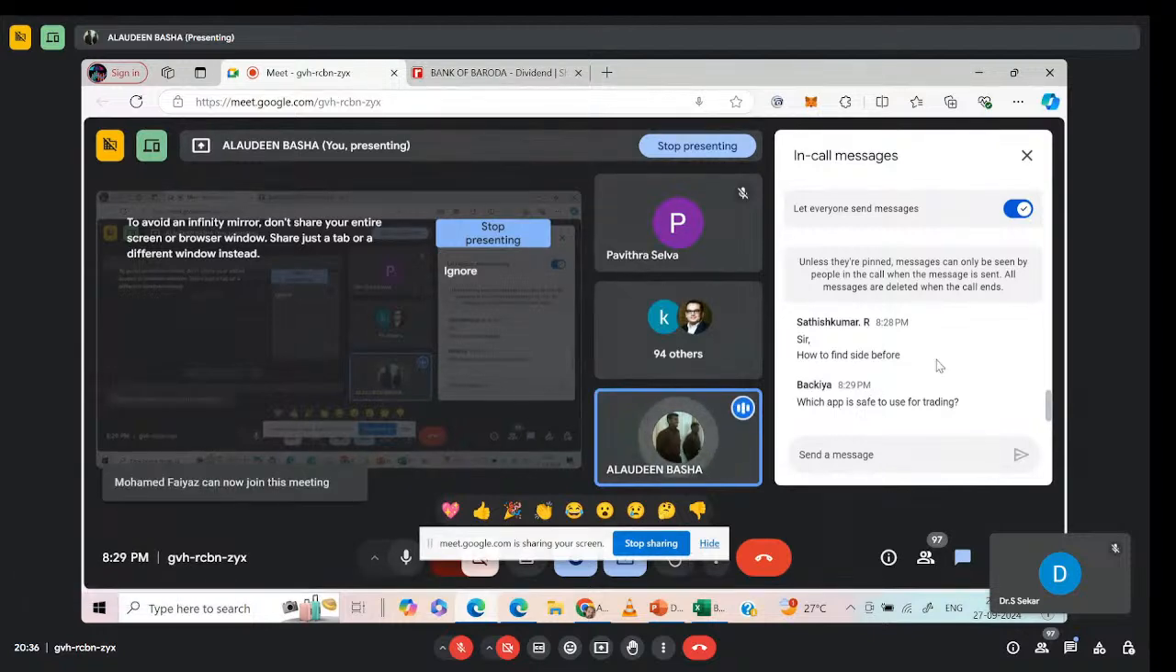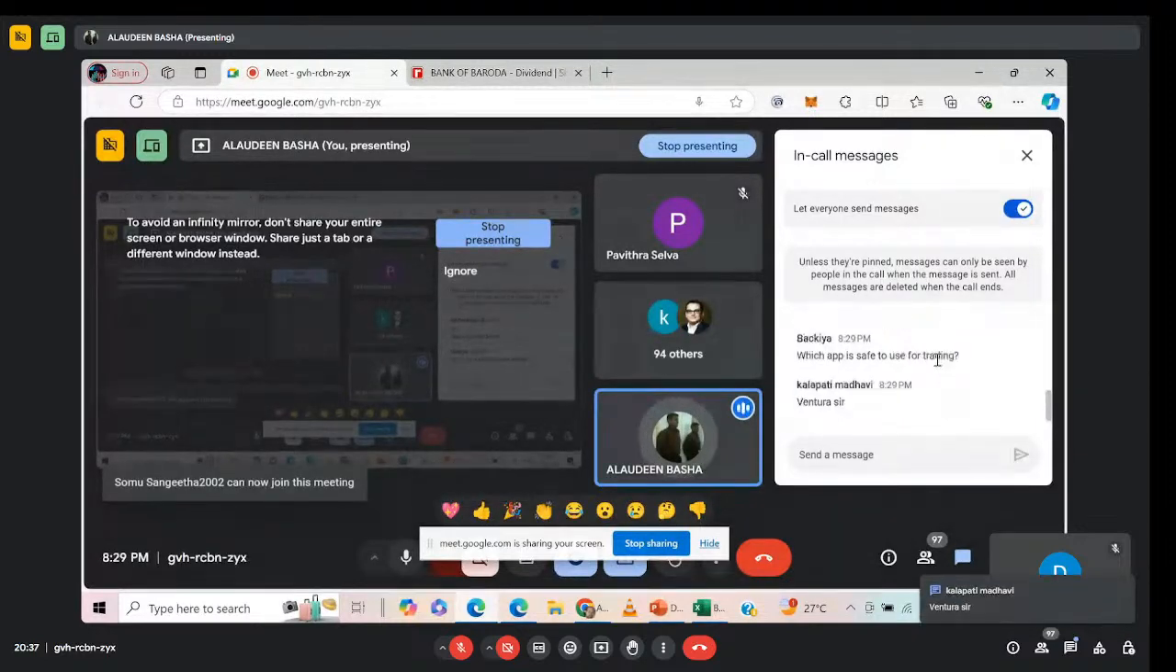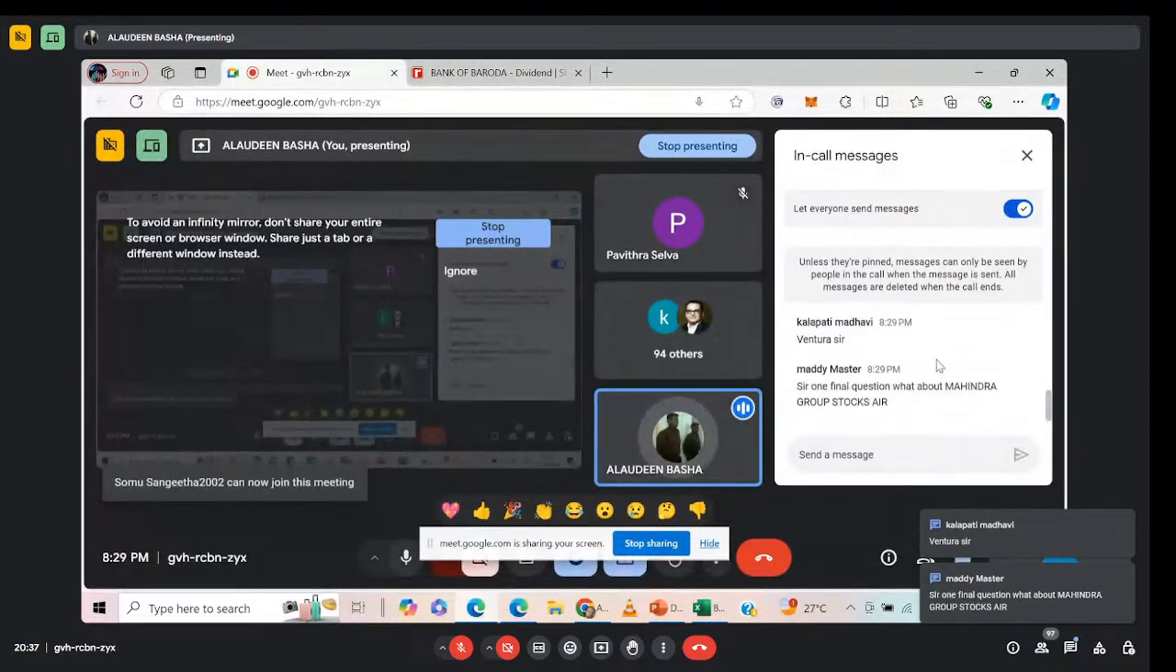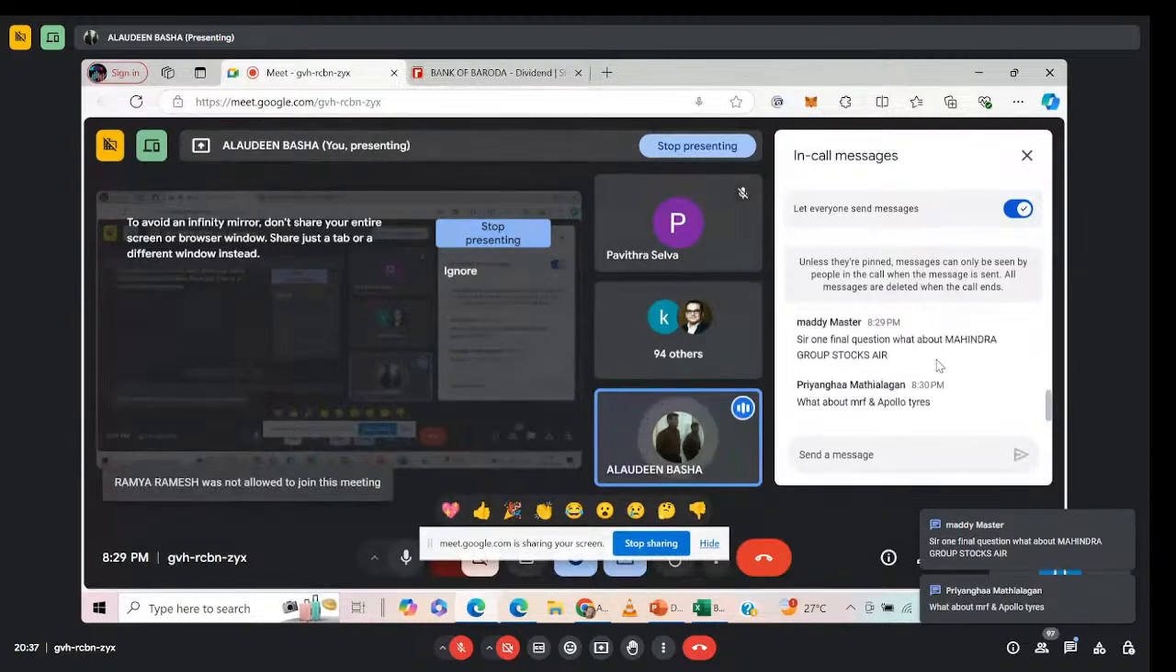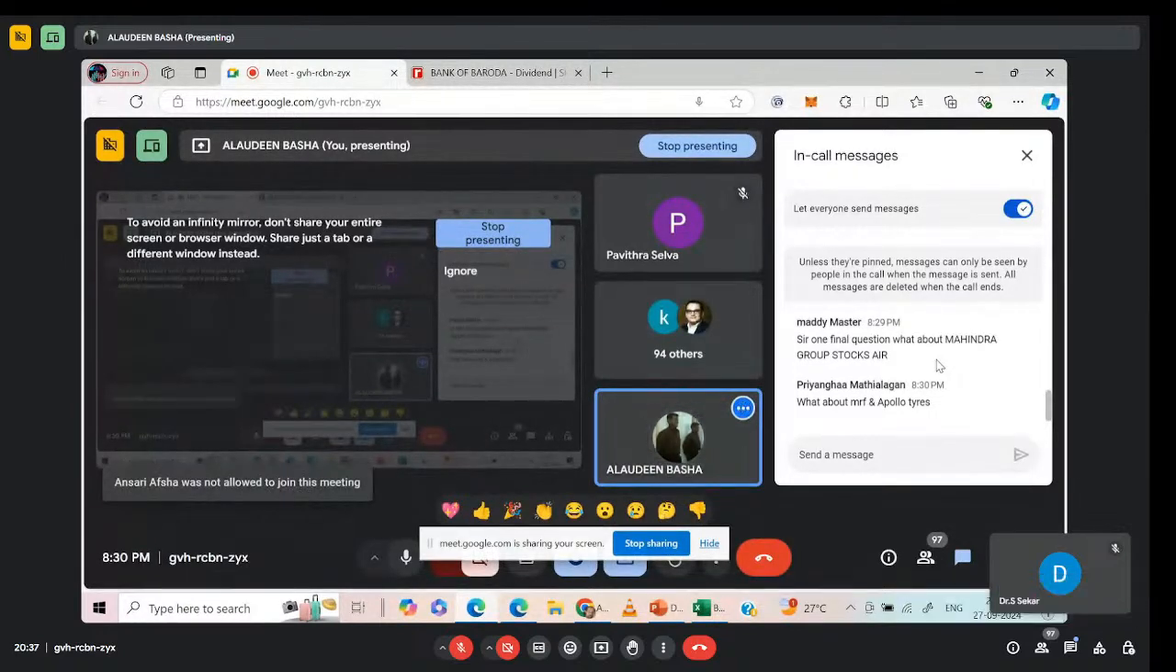Which app is safe to use for trading? Sir, all the Demat accounts are controlled by SEBI, the Securities and Exchange Board of India. There is no issue; you can open a Demat account with any SEBI-recognized Demat broker. I think 100%, all the brokers should be under the control of SEBI only, so there is no problem. Before opening the Demat account, discuss the brokerage fees. The brokerage fee will differ from one broker to another. After discussing the broker fee, you can decide to open the Demat account. It should be useful for you.